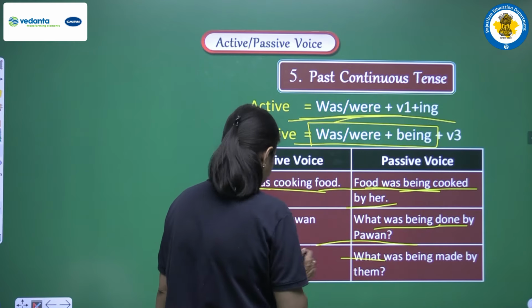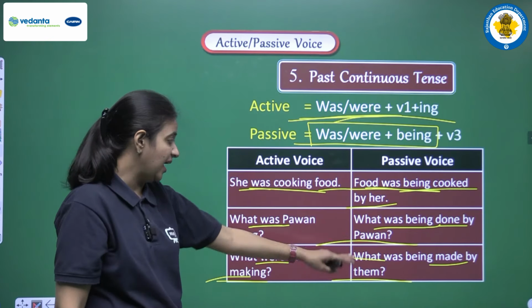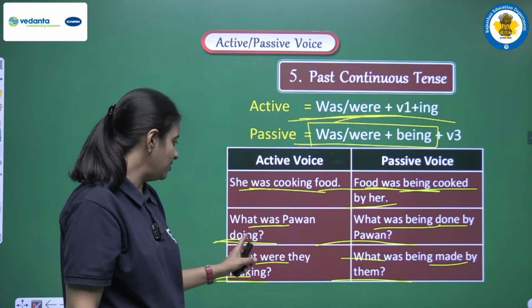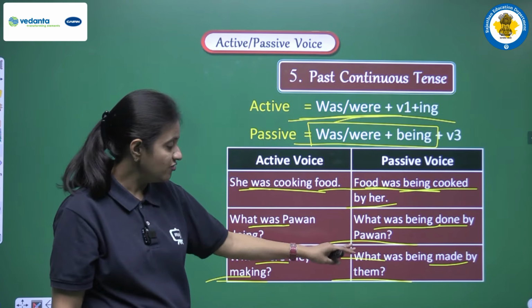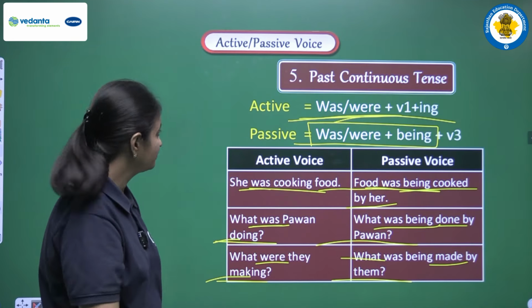राइट, वॉज बीइंग, मेक की थर्ड फॉर्म है मेड एंड लास्ट में दे चेंज हो जाएगा देम में बाय देम. सो वी आर हैविंग वॉट वर दे मेकिंग. पैसिव वॉइस विल बी वॉट वॉज बीइंग मेड बाय देम.